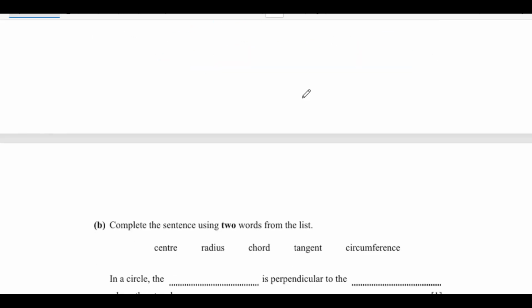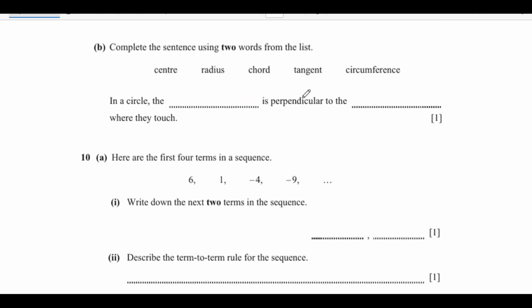Now let's move to the next one. Complete the sentence using two words from the list. You are going to take the words from here. In a circle, the dash is perpendicular to the dash where they touch. In a circle, the center is not going to be perpendicular. The radius is perpendicular to the tangent. Yes, radius and tangent. So this is going to be radius. I will show you with the diagram: radius and the tangent.